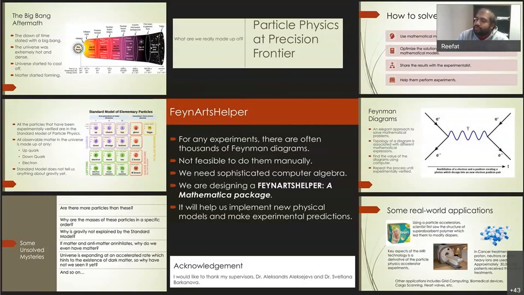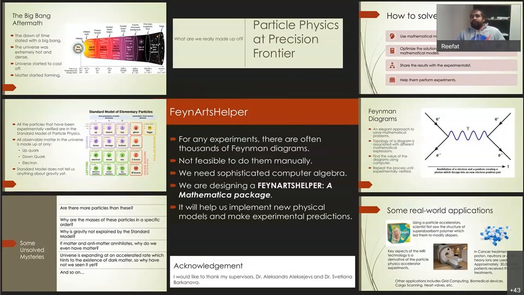Some of those problems include, why are there only this many particles? Are there more particles? One of the most fundamental things we observe in nature is gravity. This model does not explain gravity. There are some other problems as well. When we do experiments, we see matter and antimatter annihilate, but we still see there is more matter than antimatter in the universe. So there are several other problems in the standard model.